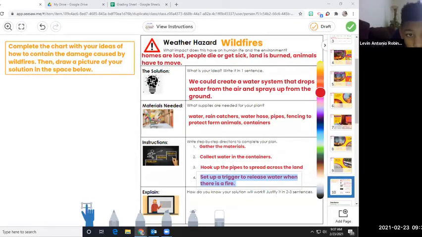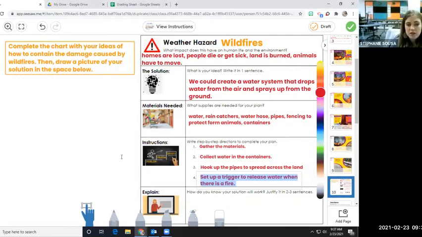Alrighty. Any questions about what we've done so far? Because remember, you're going to be doing this on your own about tornadoes. Any questions about how the form works, the process, where we're getting our ideas?